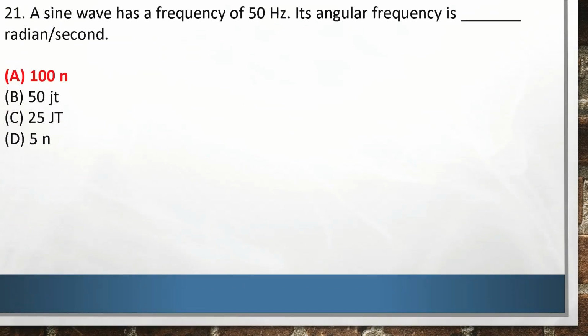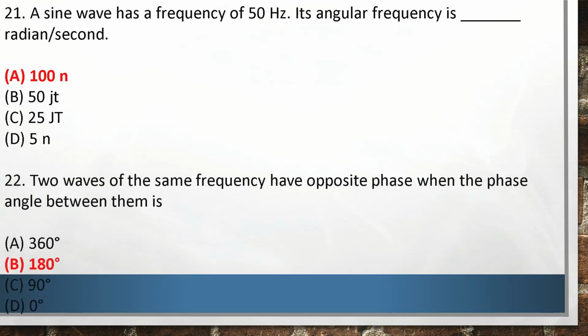21. A sine wave has a frequency of 50 Hz. Its angular frequency is dash radian per second. A, 100π; B, 50π; C, 25π; D, 5π. And the answer is A, 100π.